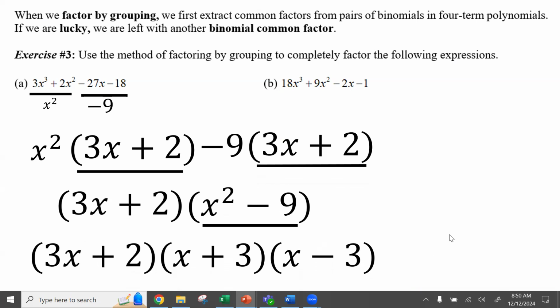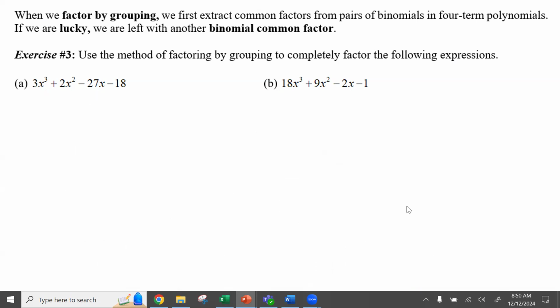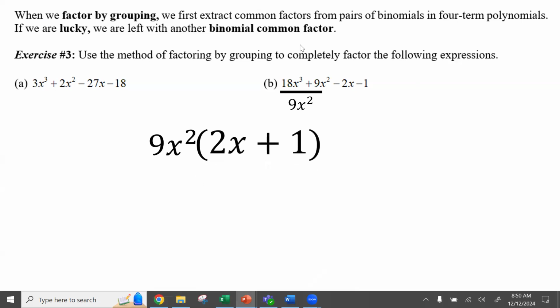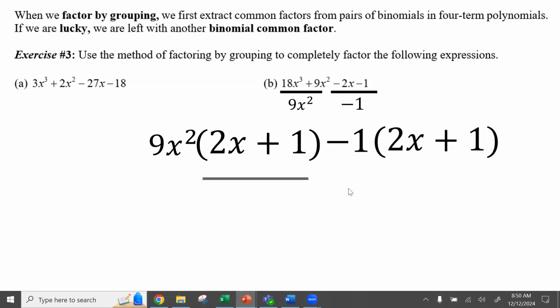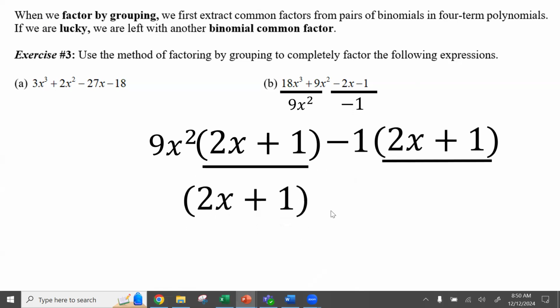Okay. Next one. We have 18x cubed plus 9x squared. With that one right there, I can take out a 9x squared. When I divide both those terms by 9x squared, I'm left with 2x plus 1. When I look at my next set, I can take out a negative 1, so that gives me 2x plus 1. Factor out the common term, which is 2x plus 1. I have what's left, which is 9x squared minus 1.